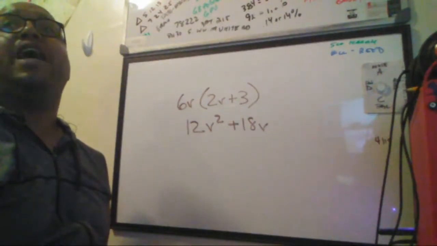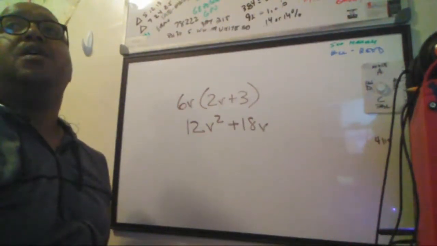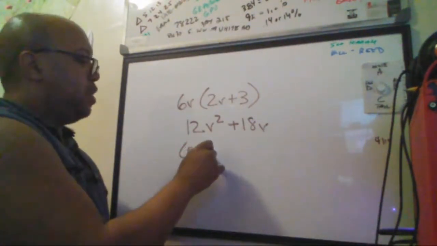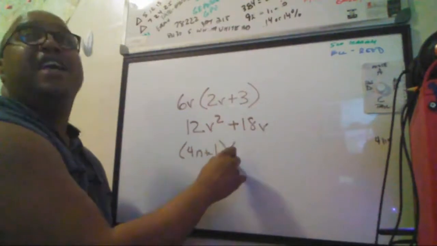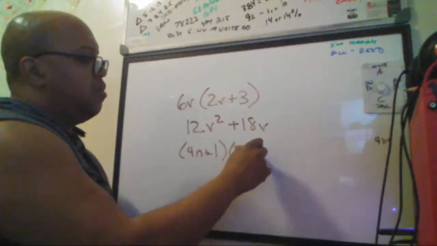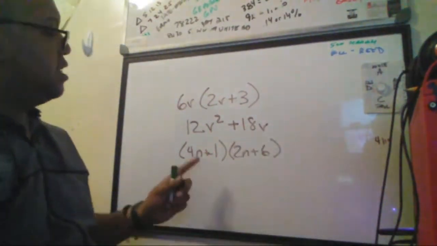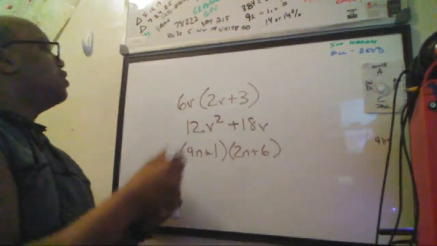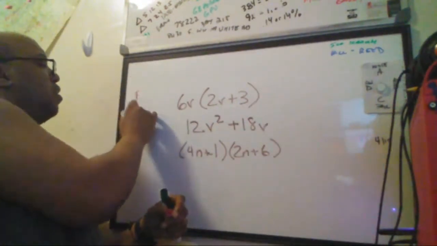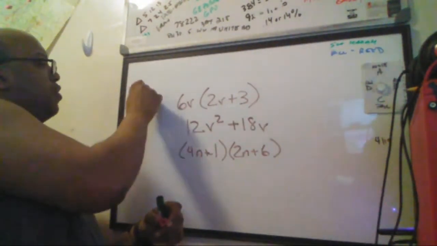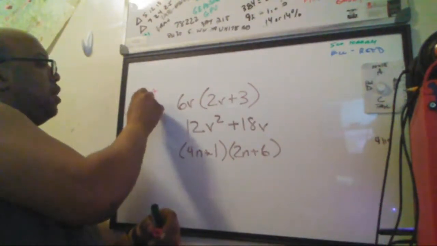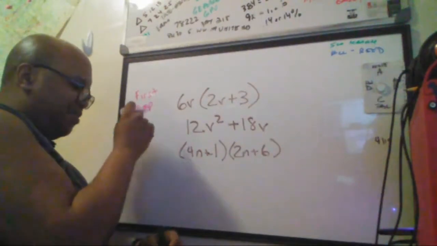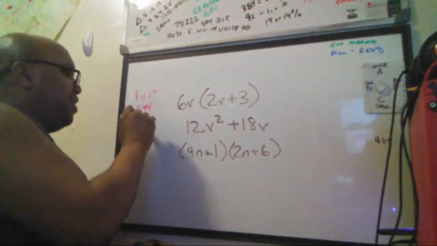They sent me a second situation where we have 4n plus 1, and then 2n plus 6. Now, in this situation, we have to do something called foiling. What the heck does FOIL mean? FOIL means first, outside, inside, and last. I'm just going to put OPP for opposite. Shout out to Naughty by Nature. You down with OPP?